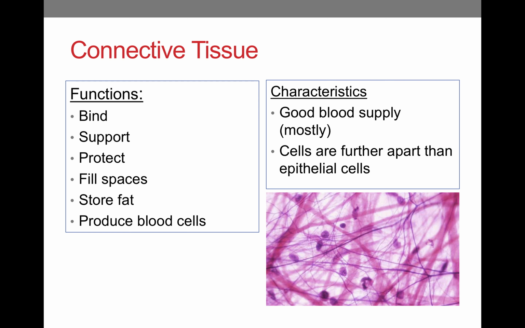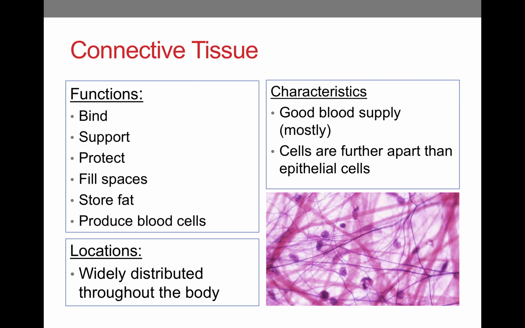For the most part, connective tissue has good blood supply. Cartilage is an example of a type of connective tissue that does not have good blood supply, but for the most part, it does have good blood supply. The cells are also further apart than in, say, epithelial cells. If you look at this picture here, you can see that each of these little purple blobby things is a cell. And you can see how far apart they are, especially in comparison to epithelial cells. It is all over the body.